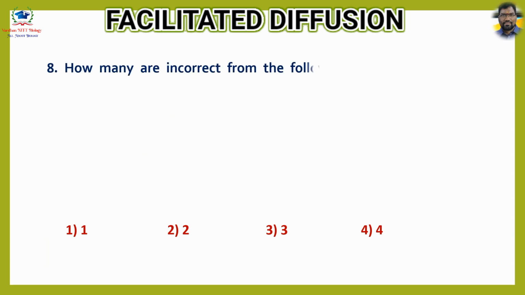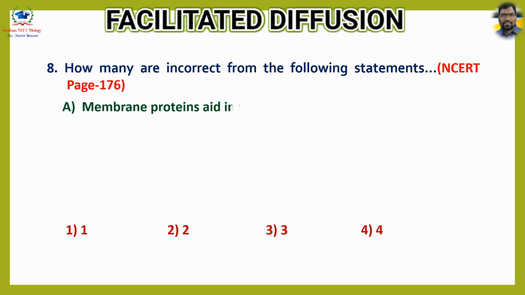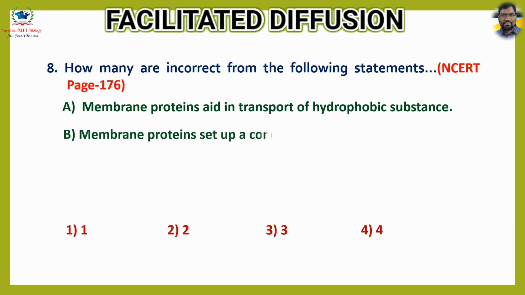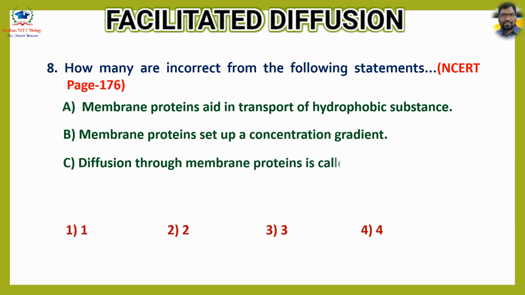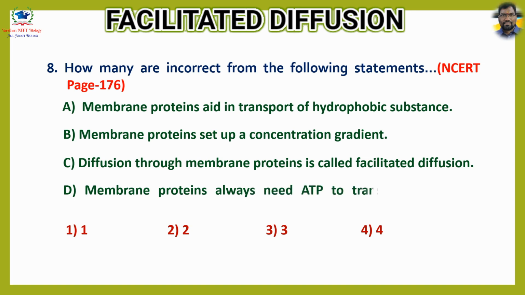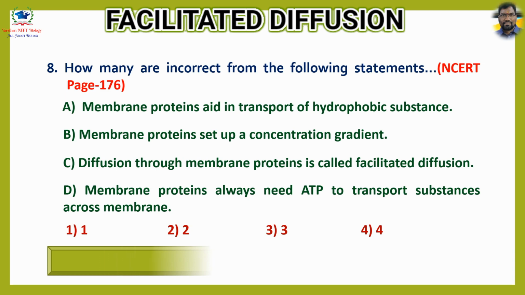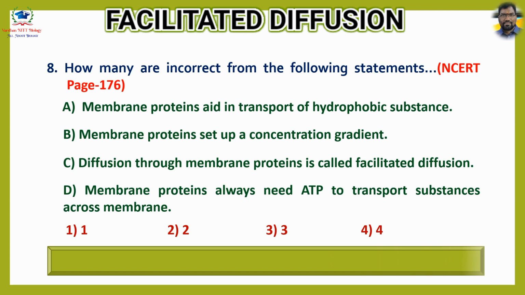Question number 8. How many are incorrect from the following statements? Options are a. Membrane proteins aid in transport of hydrophobic substance, b. Membrane proteins set up a concentration gradient, c. Diffusion through membrane proteins is called facilitated diffusion, d. Membrane proteins always need ATP to transport substances across membrane. Options are 1, 2, 3, 4. The answer is option 3, 3 statements, A, B and D.